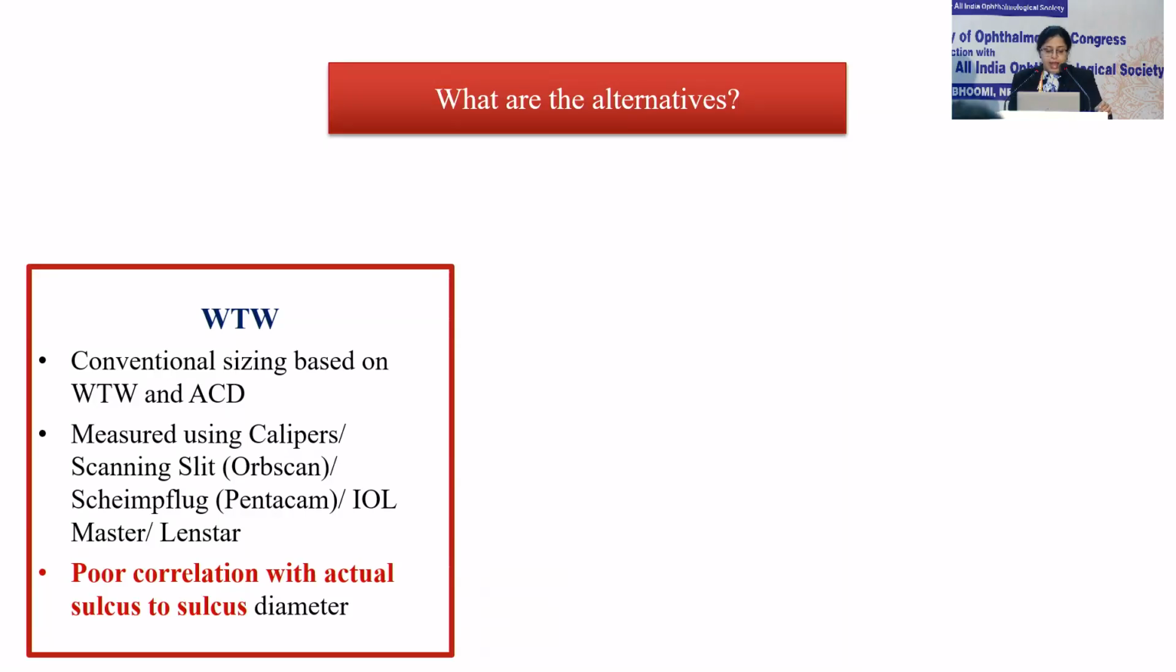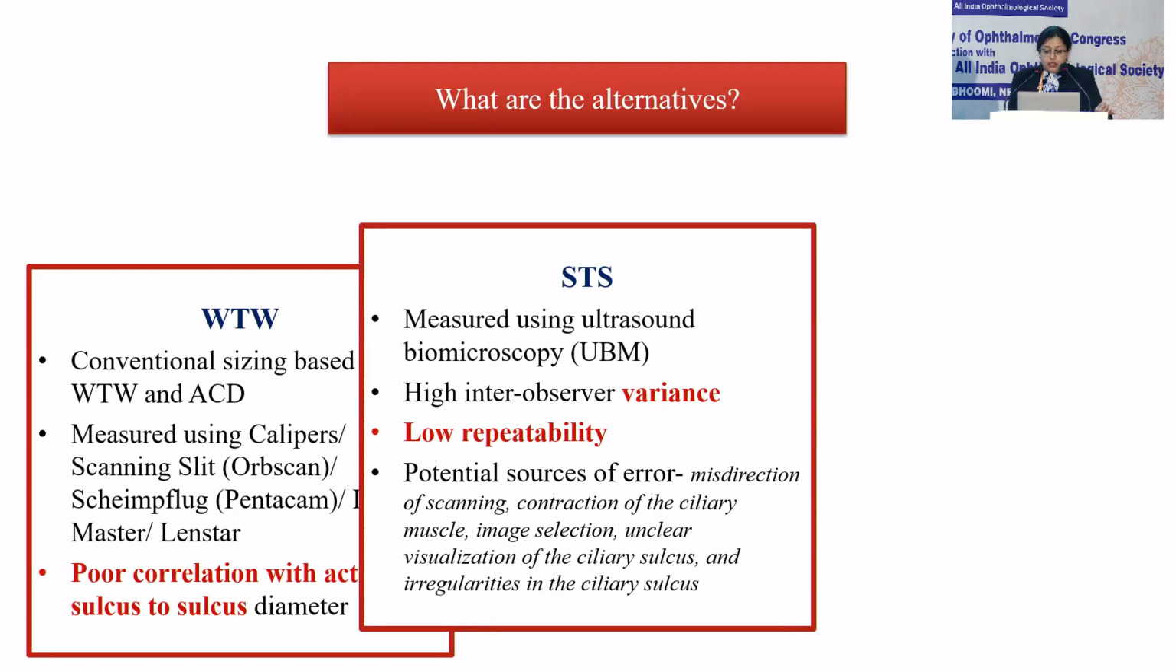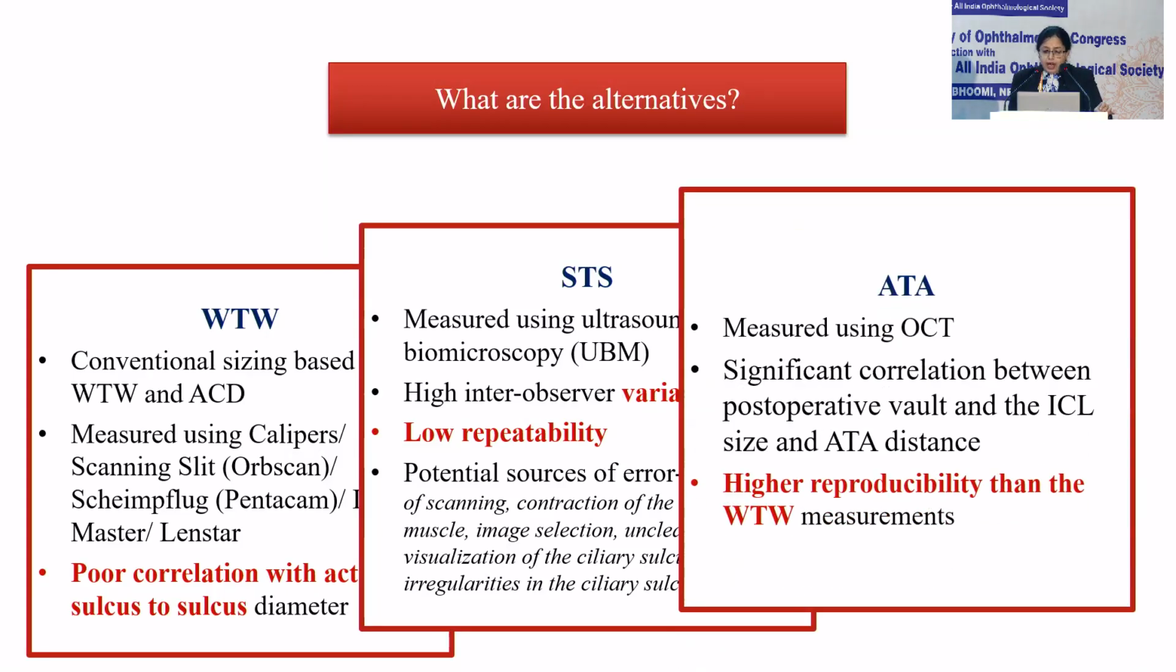White to white has a poor correlation with the actual sulcus to sulcus diameter where your phakic IOL is going to rest. Sulcus to sulcus directly measured using UBM is accurate, however, it has high inter-observer variance and low repeatability, with a lot of potential sources of error. Angle to angle distance measured using OCT significantly correlates with post-operative vault and ICL size, and has a higher reproducibility than the white to white measurements alone.